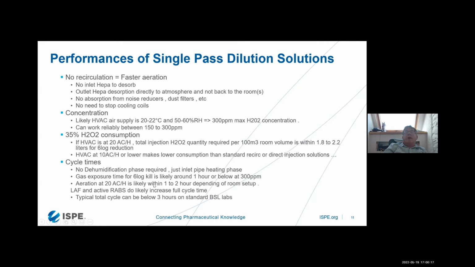Aeration depends really on what we have in the room, but if it's just stainless steel and very hard material, that should be between 1 to 2 hours. For sure, if we have any lab wraps with active wraps, or active lab or safety cabinet inside the volume, that will add some time, but not so much, so that we can say the typical total cycle is below 3 hours on standard BSL labs. And BSL labs are normally not that big, so that's simplified by nature.